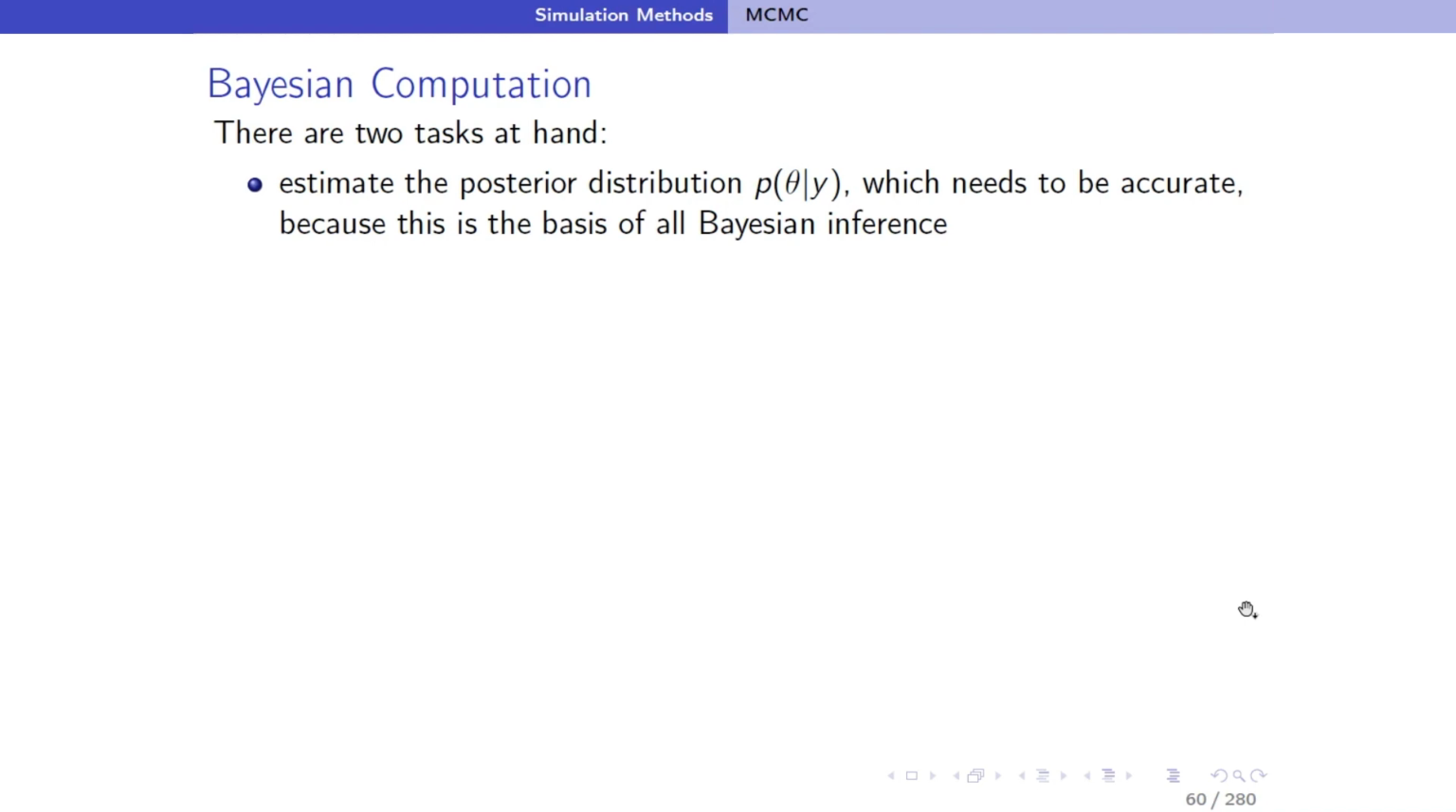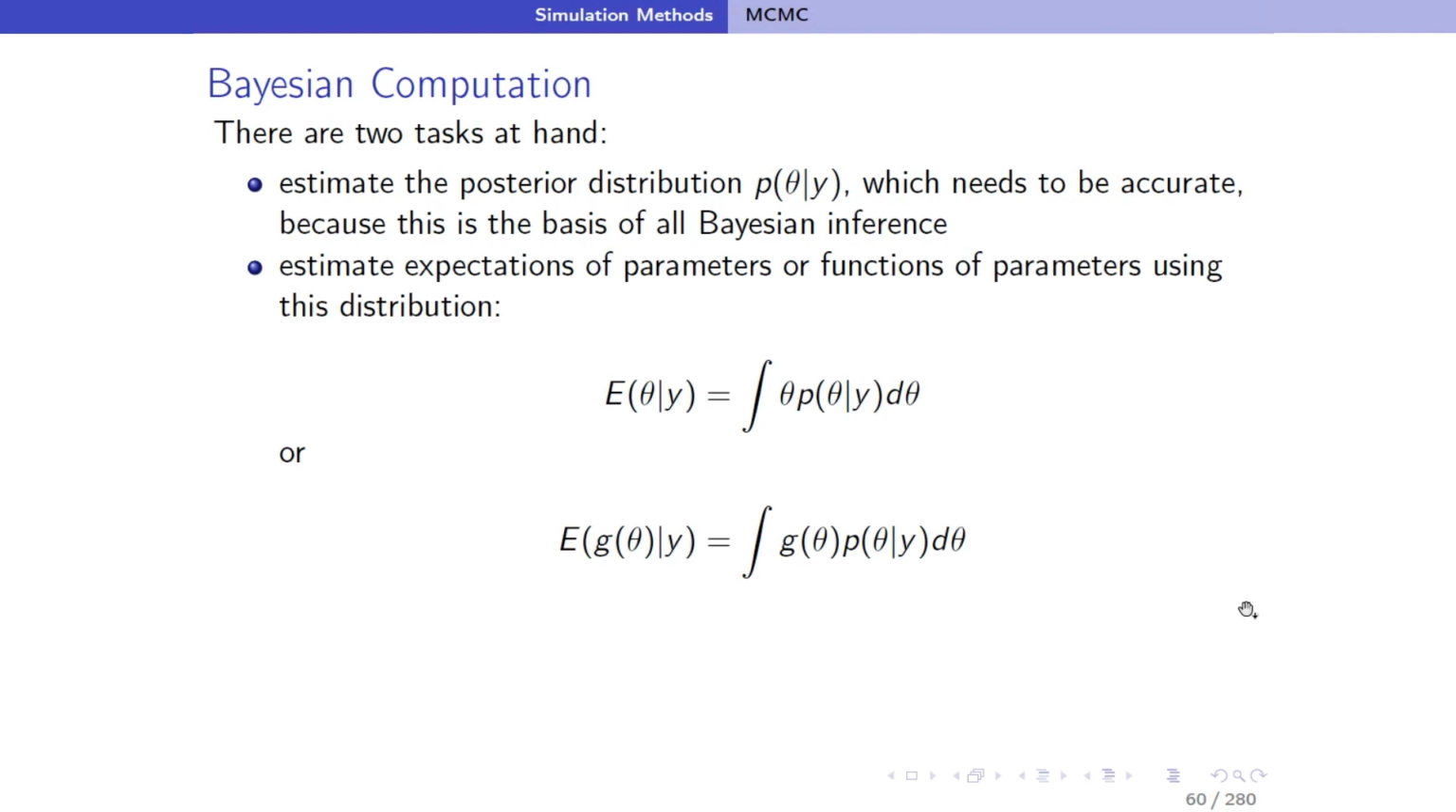So for basic computation, there are two tasks at hand. The important thing is to estimate the posterior distribution P of theta given y, which needs to be accurate because this is the basis of all Bayesian inference. The second task is finding expected values, point estimates, which can come in two forms. Both are based on this distribution. One is the expected value of theta, just the parameter itself, or the expected value of a function of theta with respect to the posterior distribution. I could say that I want to know the expected difference between two parameters, beta 1 minus beta 2. So they can be functions of theta. These are the two things.